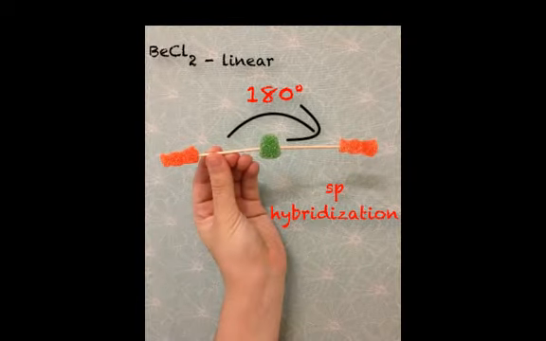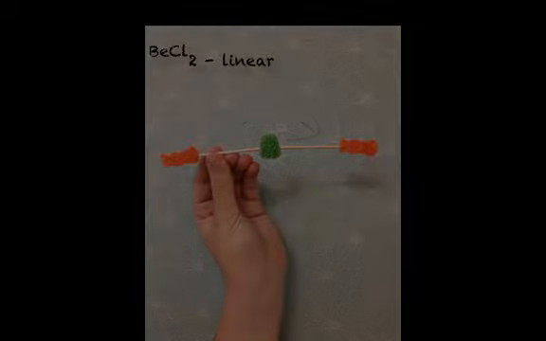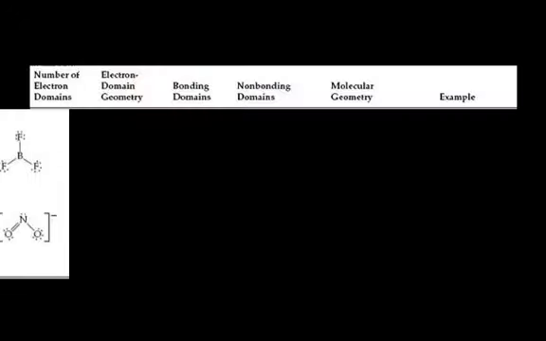This is BeCl2. Its electron domain geometry is linear. That means it has an sp hybridization and angle measures of 180 degrees. This is BF3. Its electron domain geometry is trigonal planar. That means it has an sp2 hybridization and an angle measure of 120 degrees.